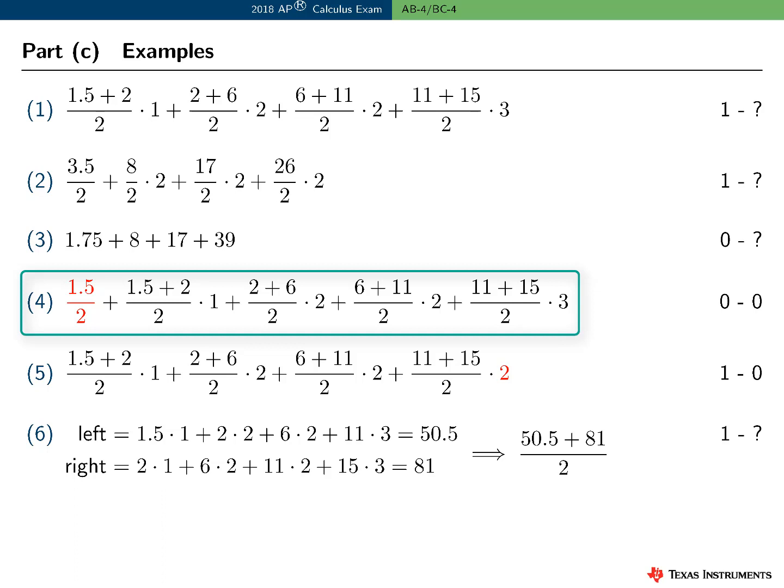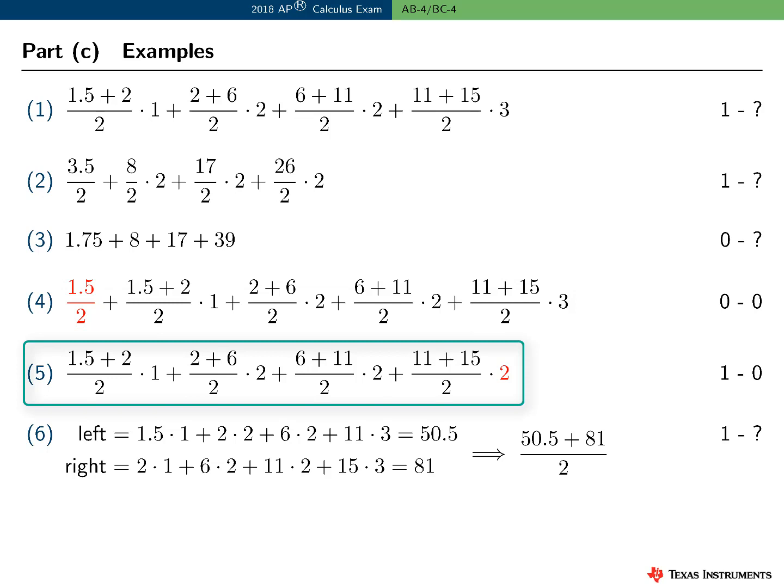In this example, the student has made two errors. They started the sum at the point (0, 0), and the area of the triangle is incorrect. Now, note that if the area of the triangle were correct, the student would earn 1, 0, not eligible for the approximation point. In example 5, there's one error in the trapezoidal sum. The student earns 1, 0.